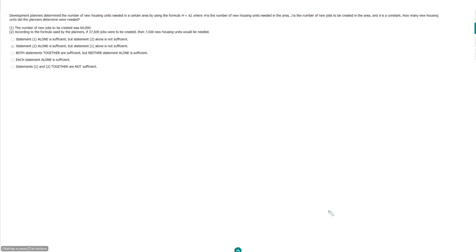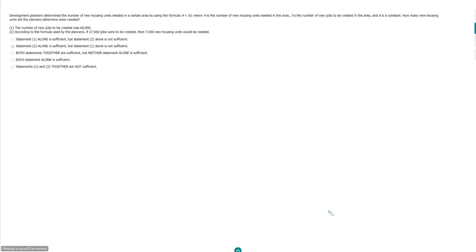Development planners determine the number of new housing units needed in a certain area by using the formula H is equal to K times J, where H is the number of new housing units needed in the area, J is the number of new jobs to be created in this area, and K is a constant. So that makes some sense. If you need more jobs in some area, you should need new housing, which is reflected by this equation.